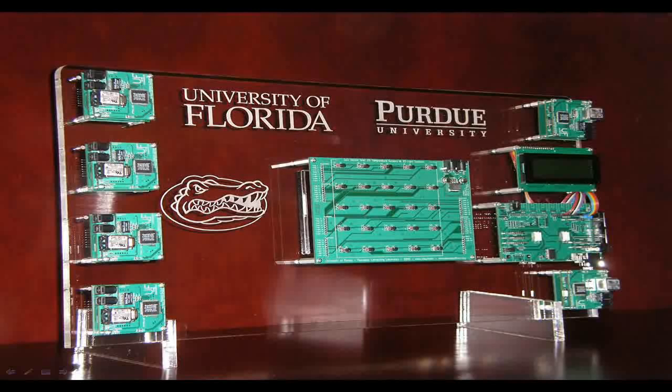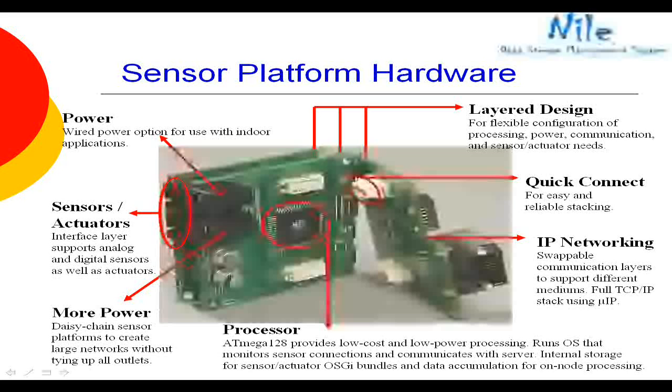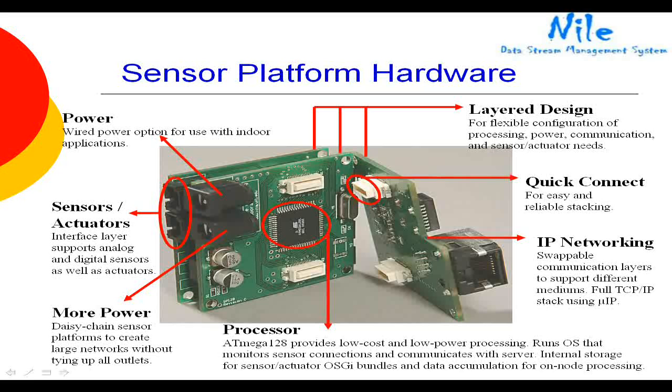Our demo hardware consists of a 5x5 grid of temperature and light sensors that are connected to sensor platforms developed at the Pervasive Computing Lab of the University of Florida. They have a flexible, stackable architecture consisting of a processing module based on the Atmel Atmega 128 microcontroller, a communications module based on the Crystal LAN CS8900 Ethernet controller, and an interface board to connect various sensors and actuators.